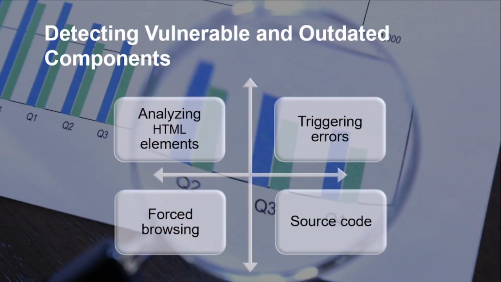How to detect vulnerable and outdated components? To detect the usage of outdated components that contain potential vulnerabilities, you have to fingerprint the technologies, collect the names, versions, and other specifics about the technologies the software employs. These techniques include analyzing HTML elements, triggering errors, forced browsing, and source code.